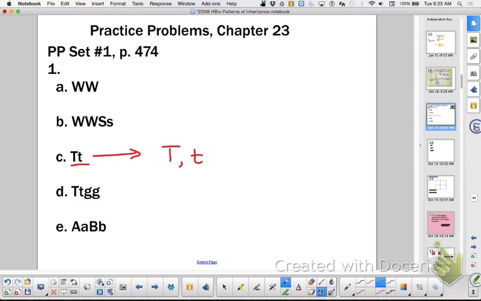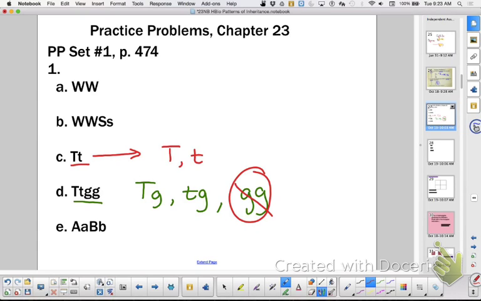How many different gametes for D? Two. What are they? Big T, little g, little t, little g. What law says that this can't be one of the gametes? What law says that you can't have that? Law of segregation. What law says that this individual, let's say, is tall? Law of dominance. Okay, good.